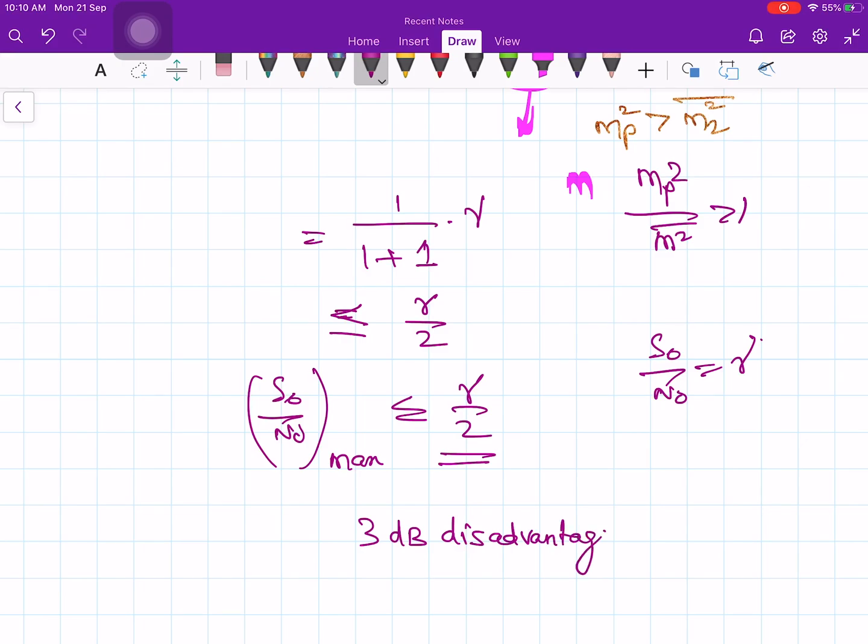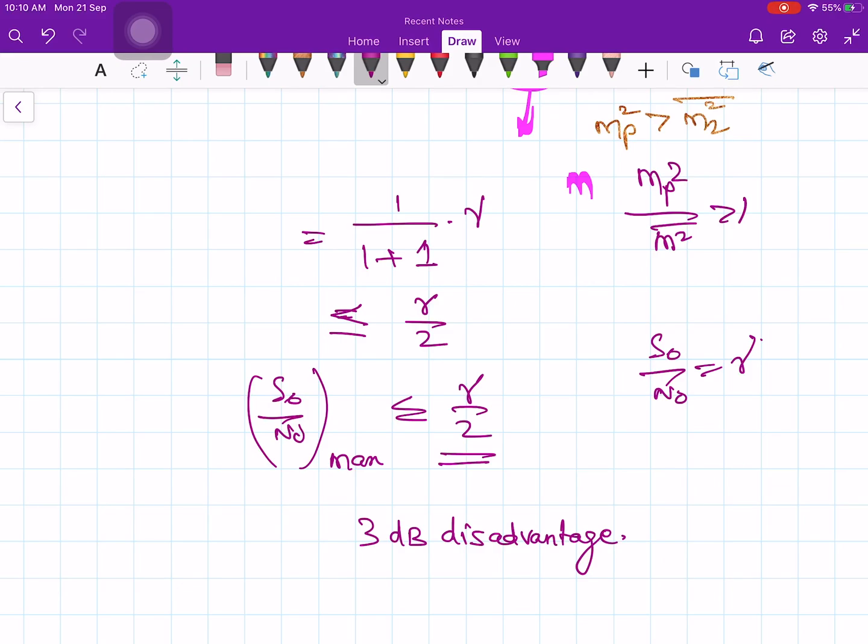or 3 dB cost associated with the use of the carrier, then not using the carrier. That means I must require at least 3 dB more power, twice as much power for transmission. That means gamma should be at least twice as much as earlier, so as to get the same value of SNR.